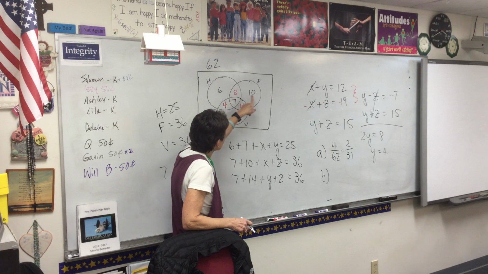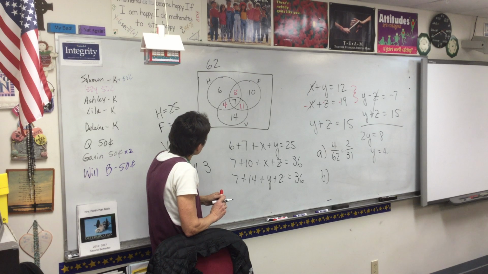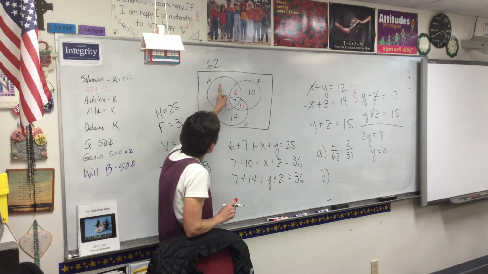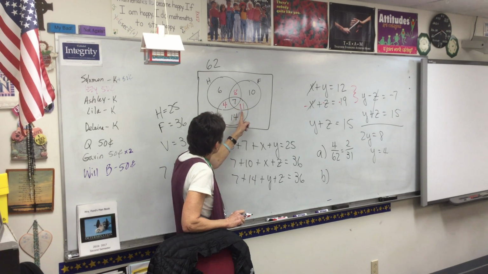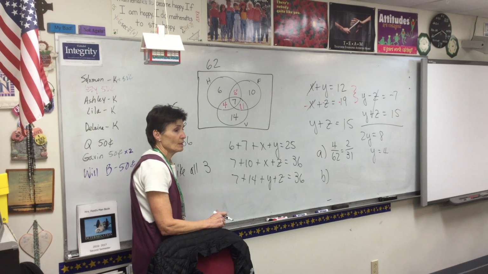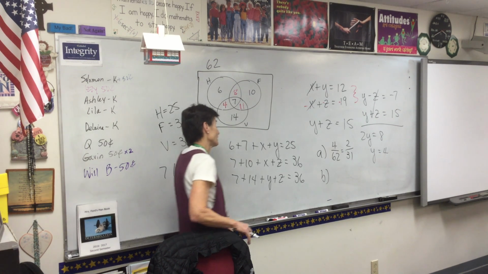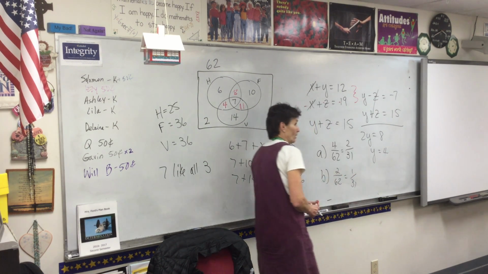So we're going to add all these up. Each of these individual numbers is going to get added up. So how many is that? Let's see. That was 25. 60. So there's 2. Did you get 60? Yeah. So there's 60 kids in the circles, which means there's 2 kids not in the circles. So the probability of getting a kid who doesn't like any of the holidays would be 2 over 62, which reduces to 1 over 31.